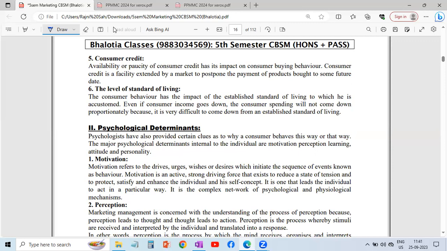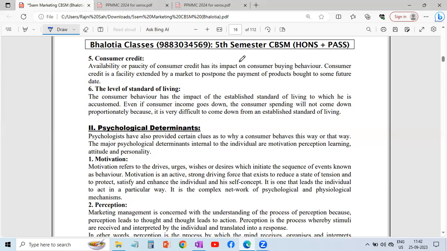So in that case, what will happen? We'll enjoy that particular short-term loan. So that way, if we are having consumer credit, suppose there is paucity of time or any financial crisis going on, in that case, they may postpone the payment.